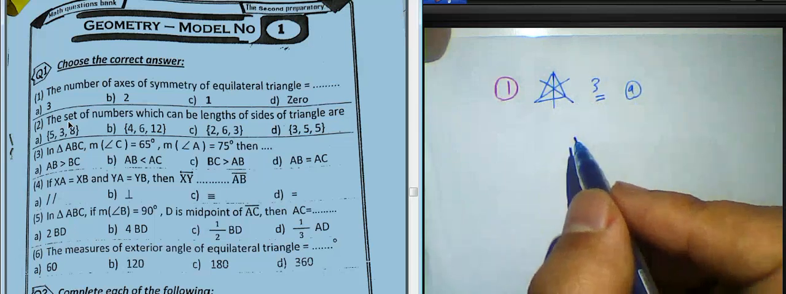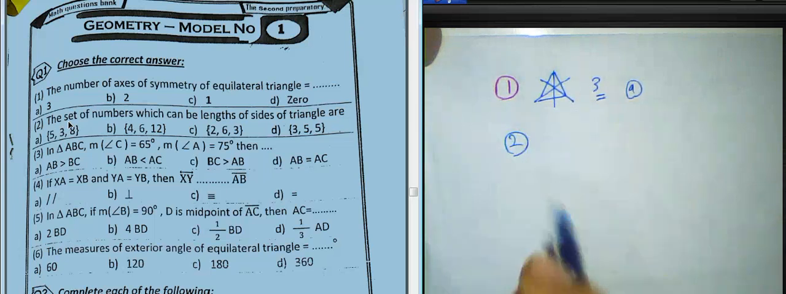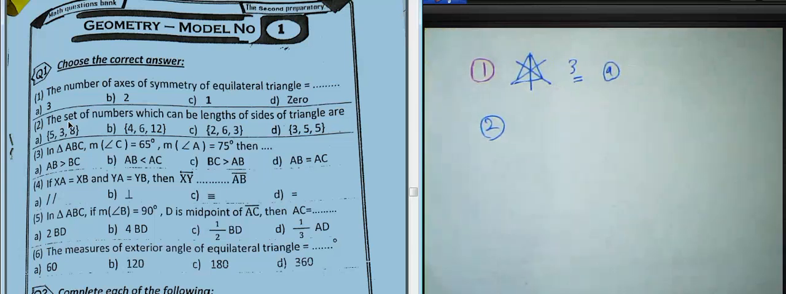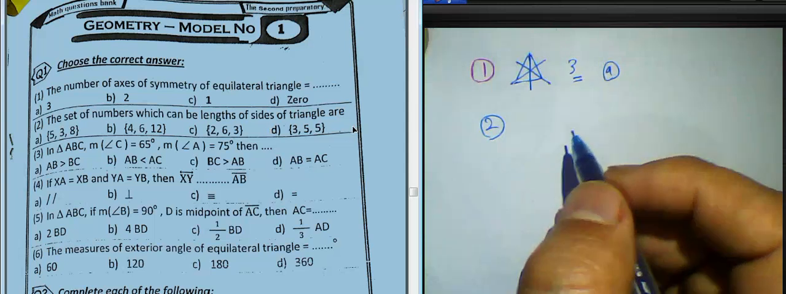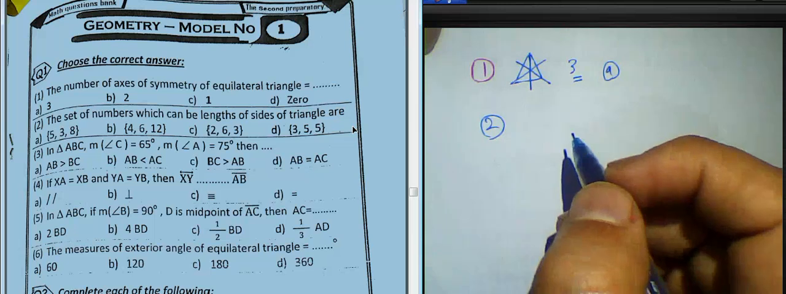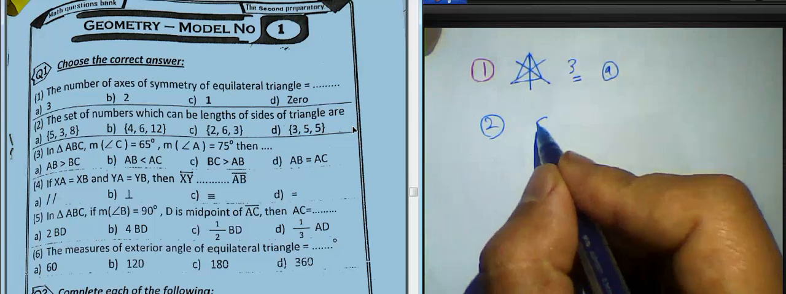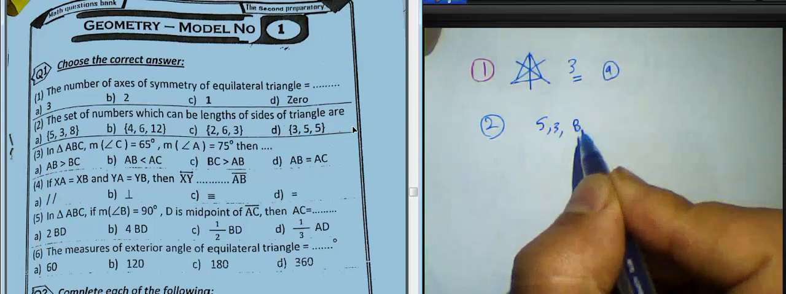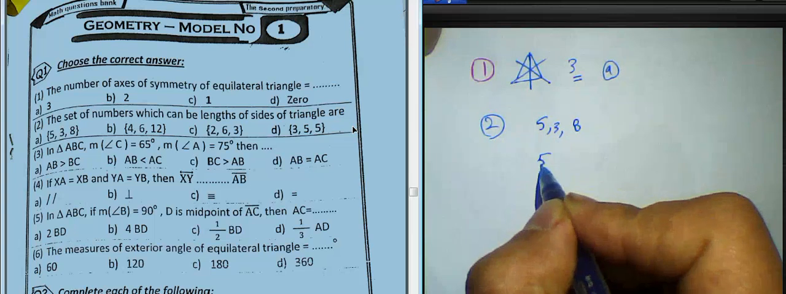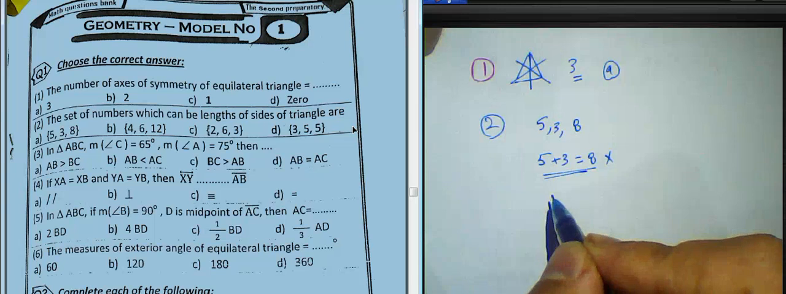Again, the number of axes of symmetry of an equilateral triangle equals 3. Question number 2. A set of numbers which can be lengths of sides of a triangle. We know the sum of any two sides in a triangle must be more than the third. Look at letter A, 5 and 3 and 8. We must choose the smaller here. 5 plus 3 equals 8, so we can't draw a triangle here.